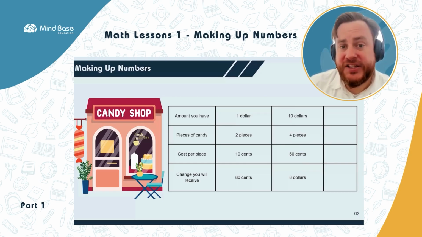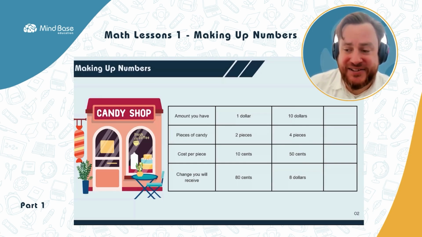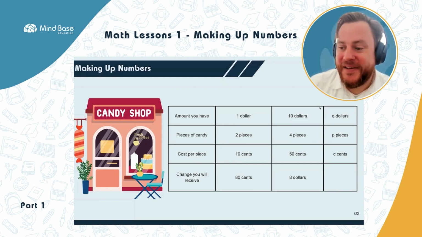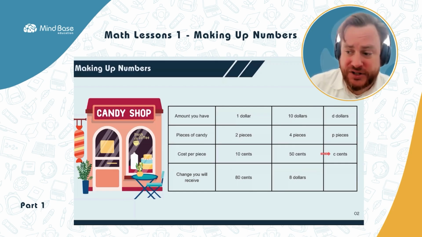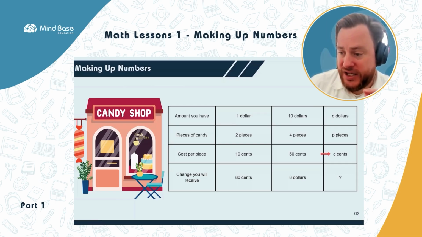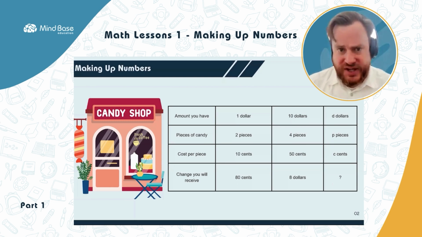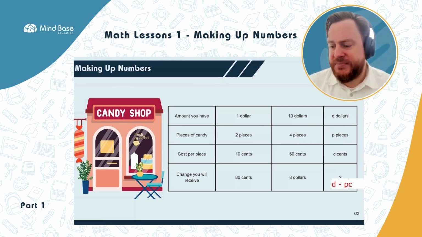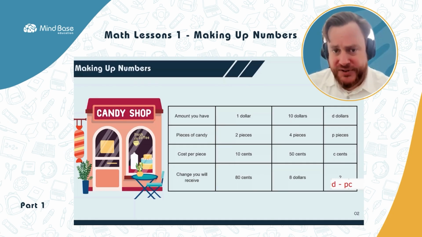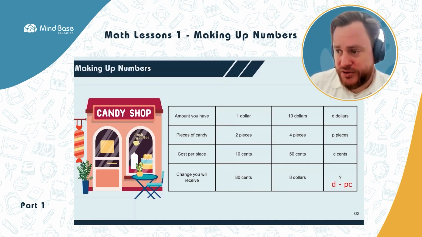Now, let's have a hypothetical candy store, right? I'll give you D dollars. I'd like you to buy P pieces of candy. Each piece of candy costs C cents. Construct an expression for my change. Most of my students will say something like this. They will tell me, oh yeah, it's D minus P times C. Now, if you said that, that's what most students say, but that's the trap answer.